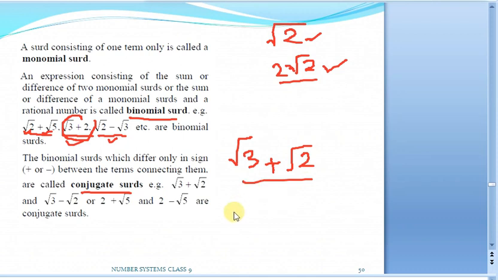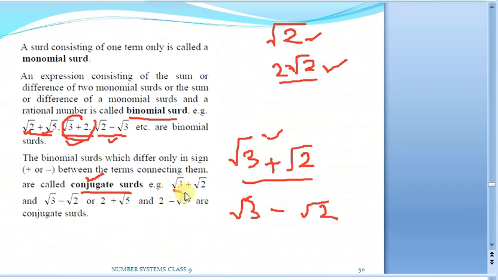What are conjugate surds? Conjugate surds are exactly like this one, but the connecting sign will be different from the initial one. So it will be root 3 and root 2 only. In between, if plus is there, we will keep minus. If minus is there, we will keep plus. That is going to be our conjugate surd, only for a binomial surd. So we generally define conjugate surds only for binomial surds.